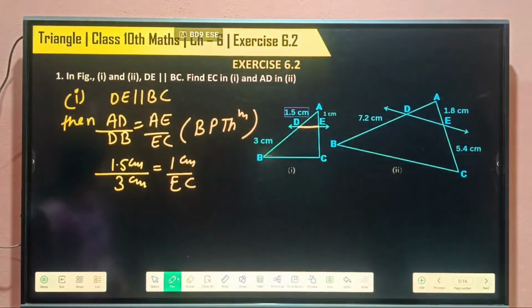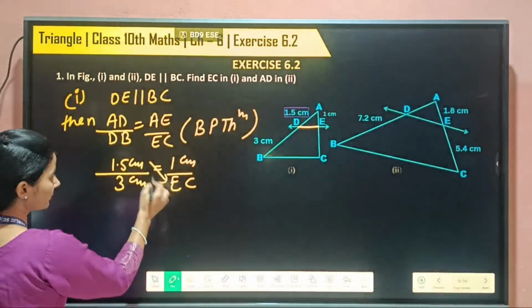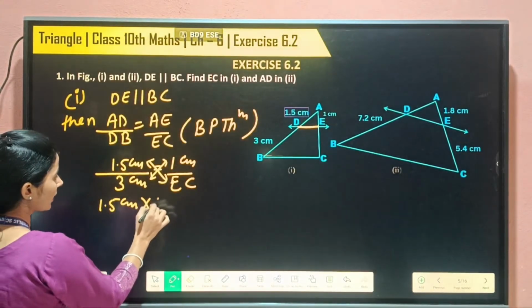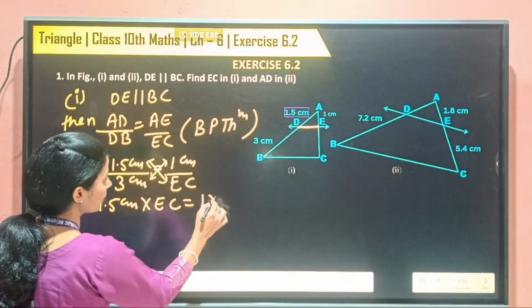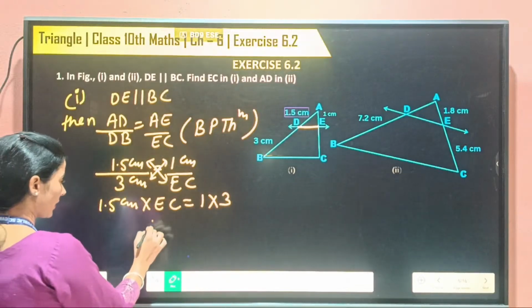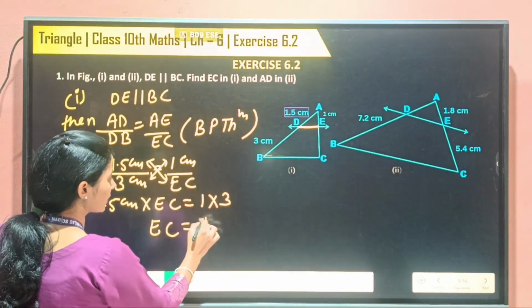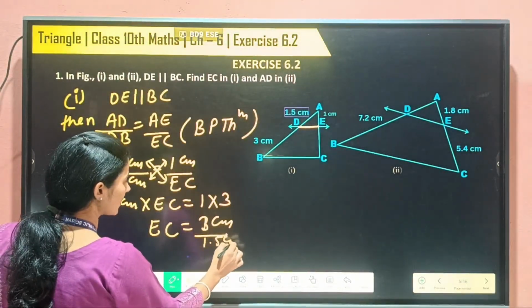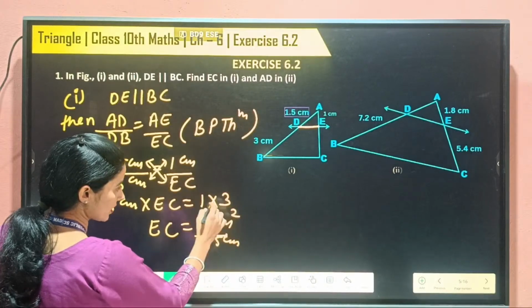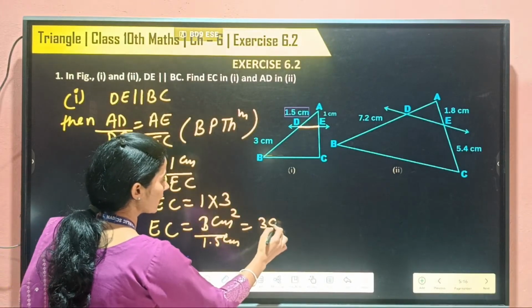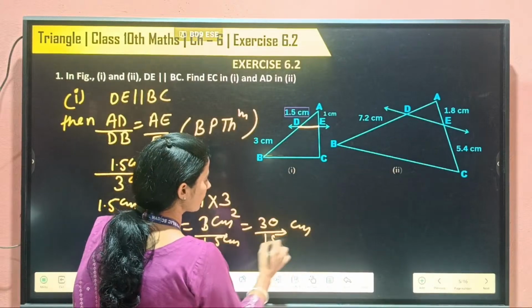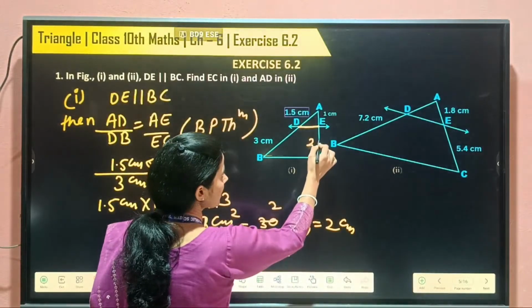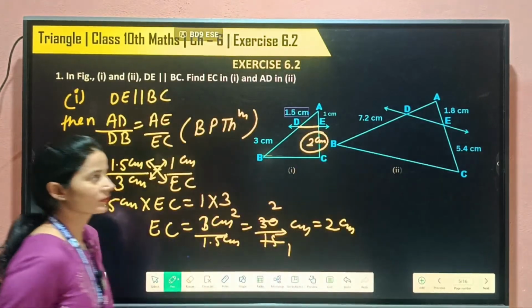Using cross multiplication, we can find out this EC. 1.5 centimeter into EC equals 1 into 3. Now EC is equal to 3 centimeter by 1.5 centimeter. This was in centimeter, so it will be 30 by 15 centimeter. 15 ones are 15, 15 twos are 30. 2 centimeter. This EC is 2 centimeter.